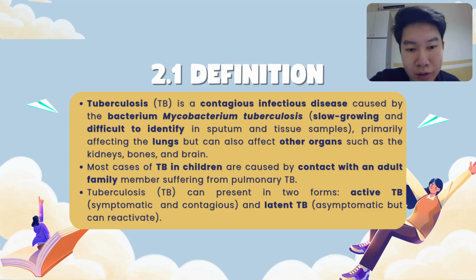Tuberculosis is a contagious infectious disease caused by the bacterium Mycobacterium tuberculosis, which is slow growing and difficult to identify in sputum and tissue samples, primarily affecting the lungs, but can also affect other organs such as the kidneys, bones, and brain. Most cases of TB in children are caused by contact with an adult family member suffering from pulmonary TB. Tuberculosis can present in two forms: active TB, which is symptomatic and contagious, and latent TB, asymptomatic but can be reactivated.